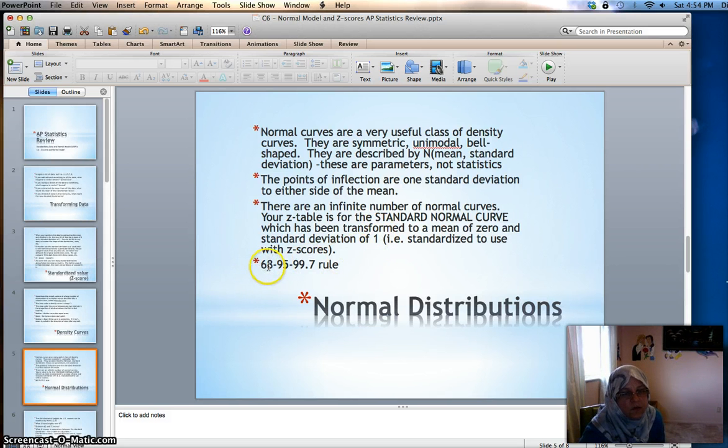Now, if a normal model is appropriate, the 68, 95, 99.7 rule can be used to get a general idea of areas under the curve. The 68, 95, 99.7 rule says that roughly 68% of observations are within 1 standard deviation above and below the mean. Roughly 95% are within 2 standard deviations of the mean, and roughly 99.7% are within 3 standard deviations of the mean. Now these are not exact, as we saw later when we did confidence intervals, but it's a general rule that can be used to give you approximate areas.